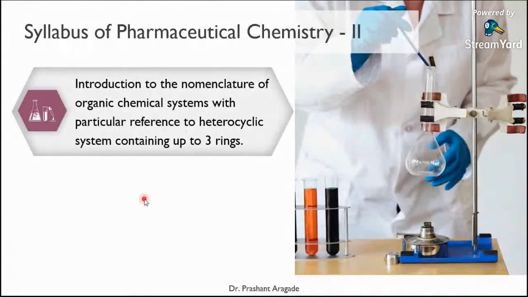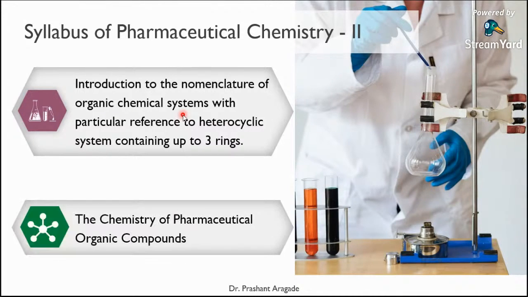So for that purpose, your study should start with the nomenclature of organic chemical systems. You have already studied it in 12th science, but here some revision is most important, because if you revise it, you will find there are some functional groups available in the structure of our drugs. The second part of your syllabus is the chemistry of drugs, because we are going to study their chemistry.